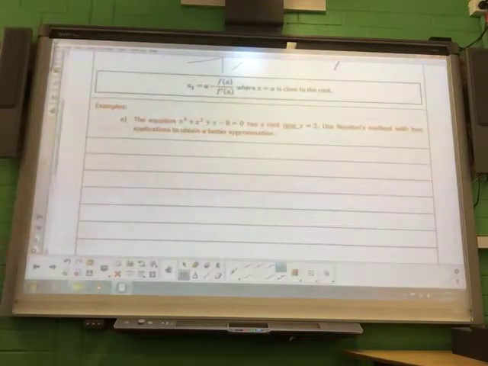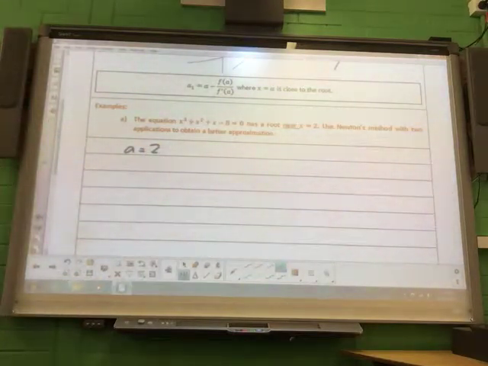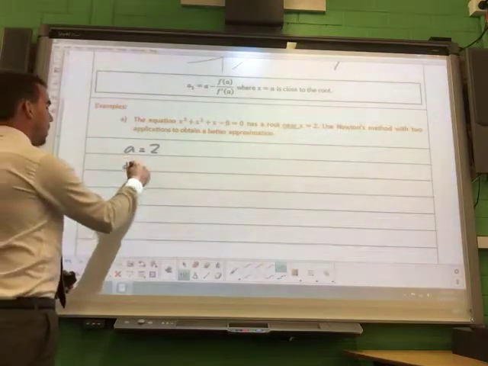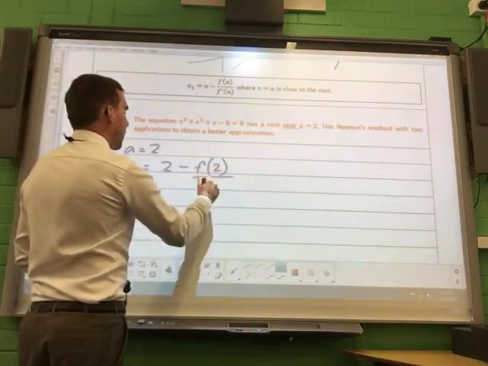So, the equation x cubed plus x squared plus x, take away 8, has a root near x equals 2. Sometimes you need to establish the value, sometimes you will be told what the value is. So we need to use Newton's method with 2 applications, in other words, use that formula twice to find a better approximation. So A is 2. That's our first approximation. A1 is going to equal 2, take away f of 2 over f dash of 2.